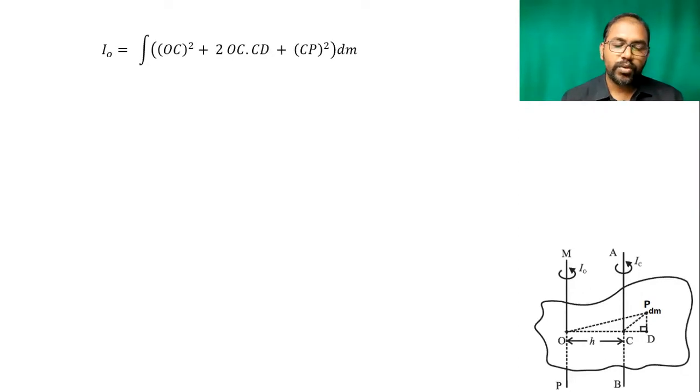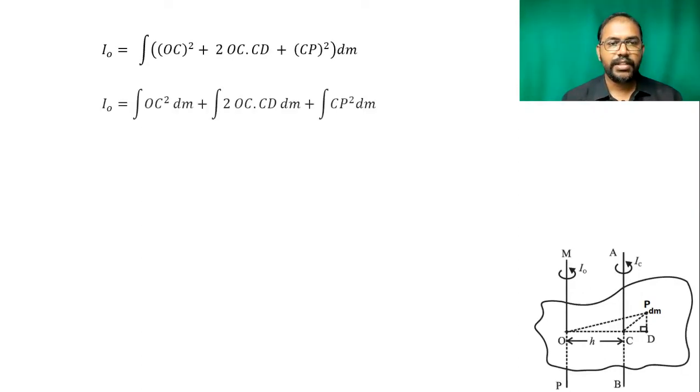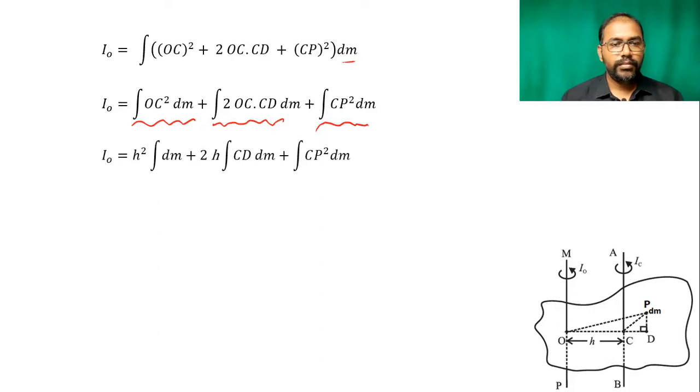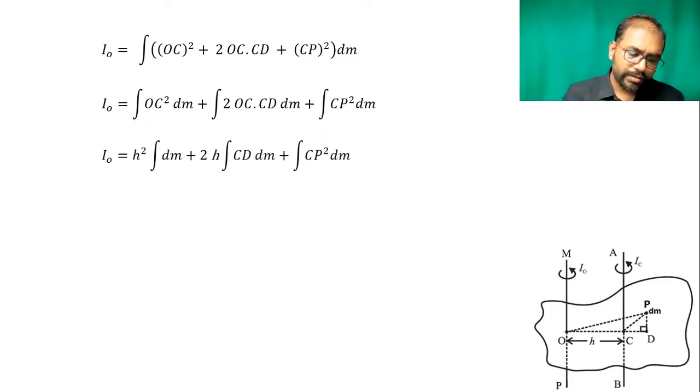So the integration: OC square dm, then the integration of 2 OC CD dm, and the integration of CP square dm. Now you can see in the diagram that OC stands for H, so I write H square. But it is a constant, so I write it outside the integration: H square, then the integration of dm. Then OC is H, so 2H is taken outside, then the integration of CD dm. Then the integration of CP square dm as it is.